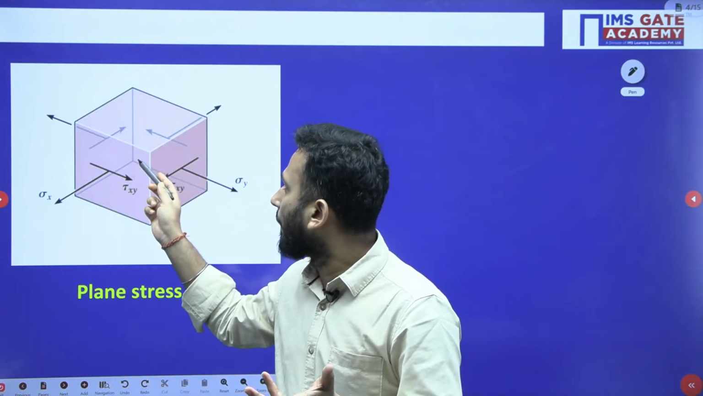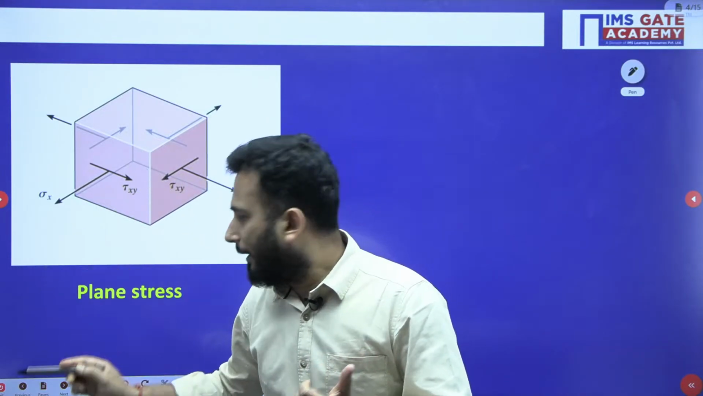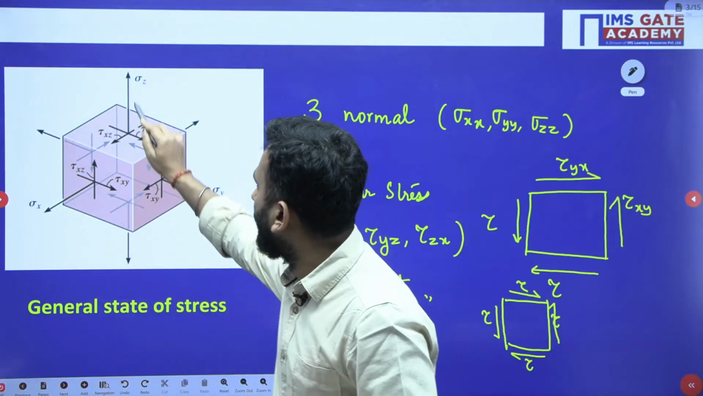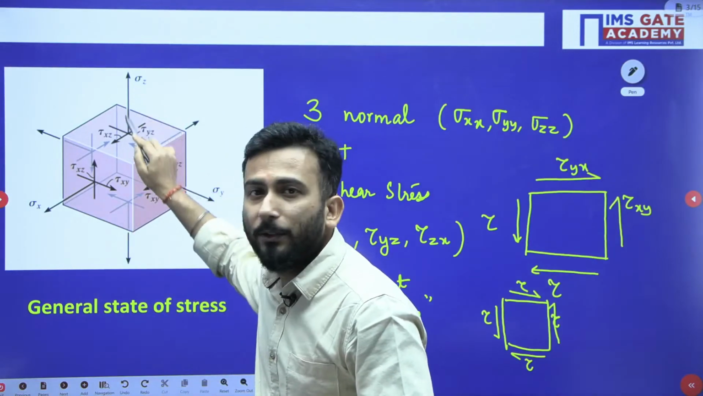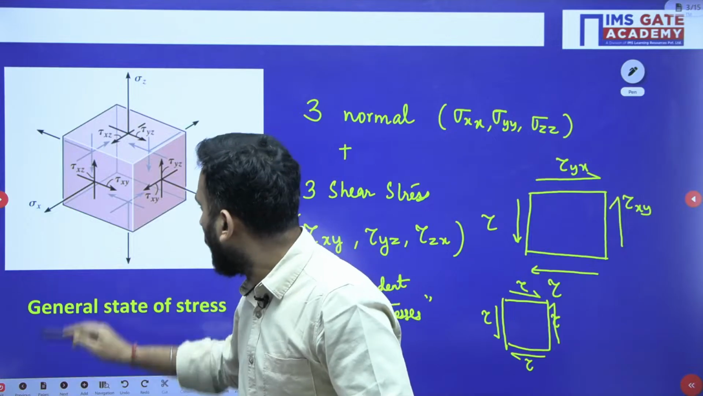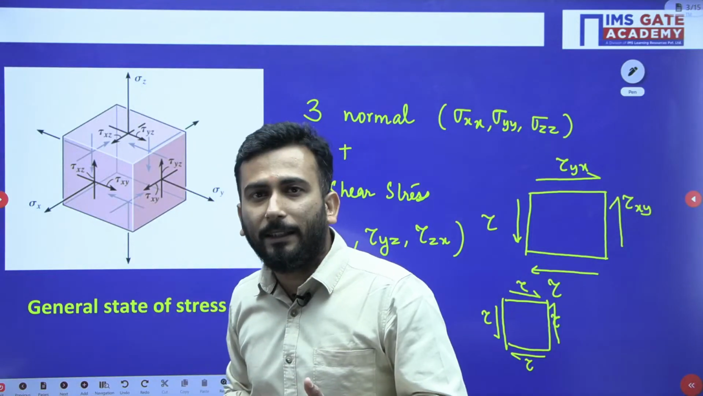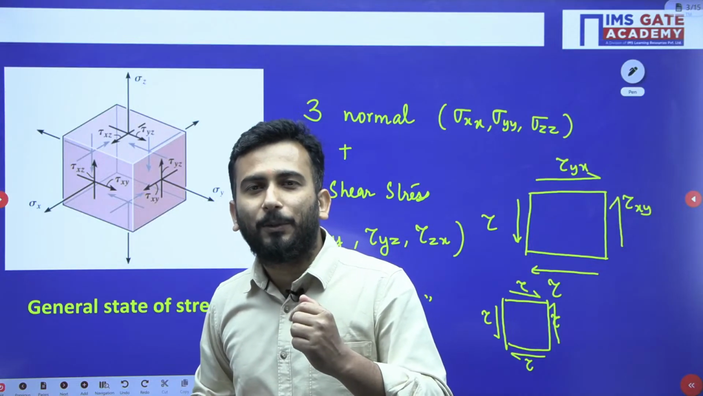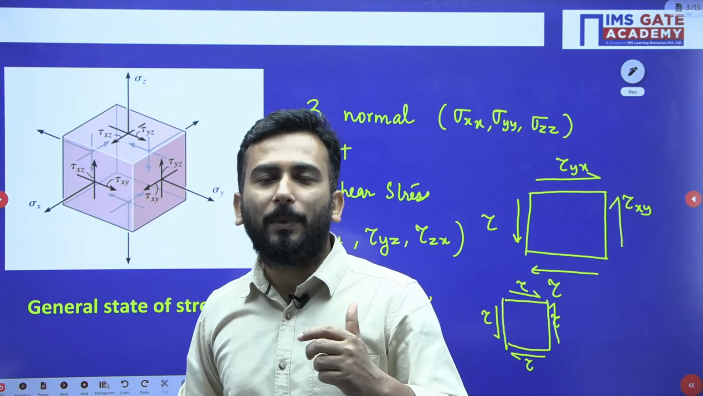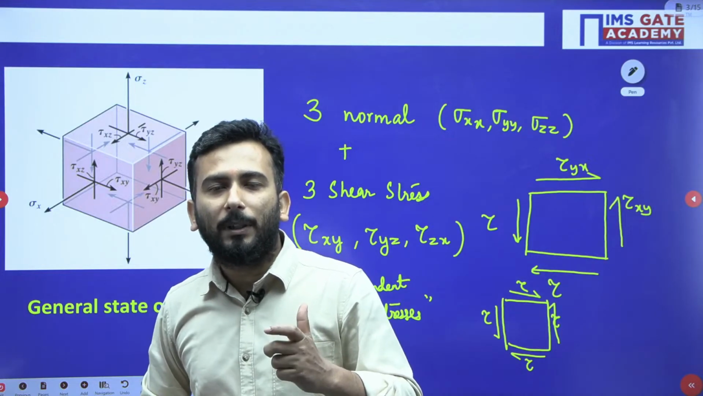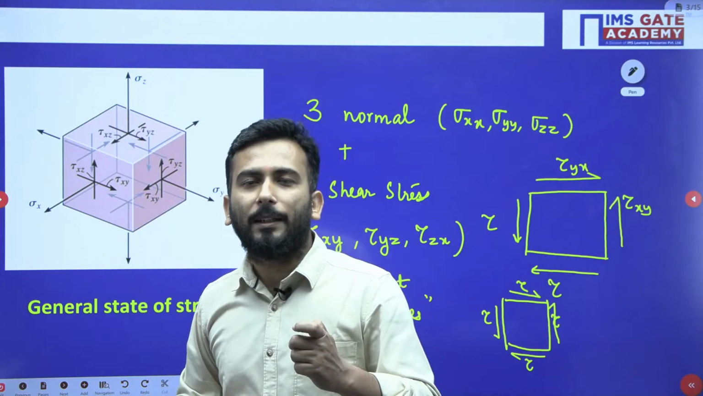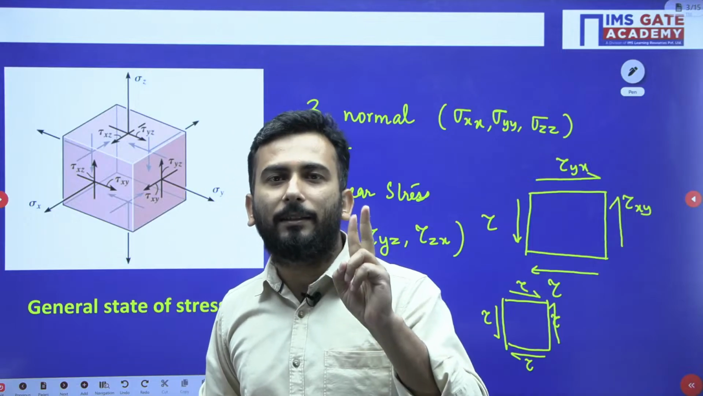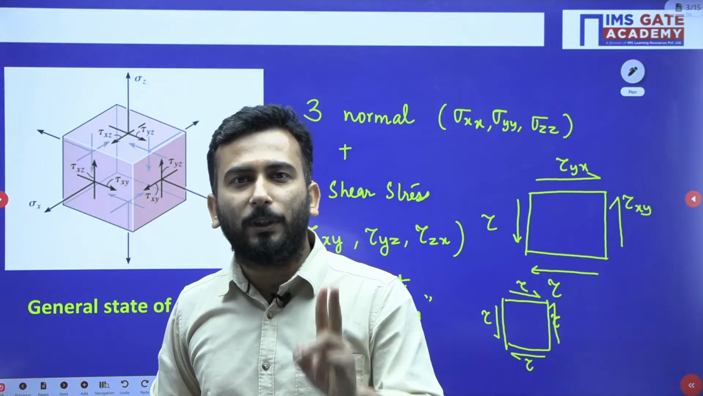Where is z? In this direction you are seeing this is your z. And now, see, sigma z is there? Yes sir. Tau xz is there? Yes sir. So if I ask you, in one principal direction there are three stresses, one normal stress and two shear stresses.